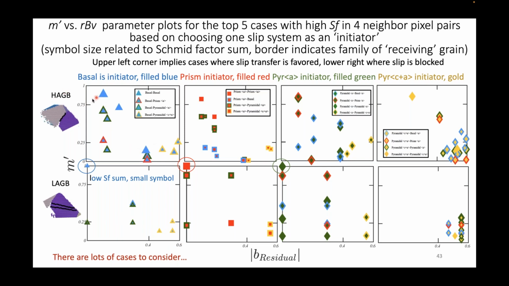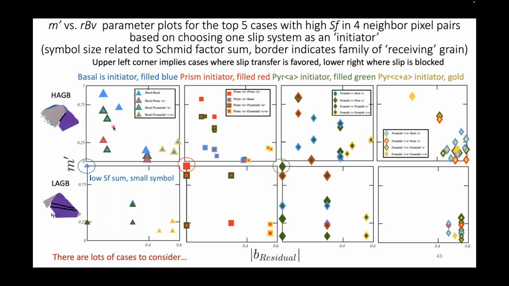In the high angle grain boundary, we see there's some degree of possibility or plausibility of slip transfer taking place on a basal slip system, but less so in a prism slip system, and possibly some mixed kinds of slip cases amongst four voxel pairs that are near each other. But these data points represent four pairs of voxels, and so really to dig into this, one would have to look at each of these cases individually and think about them, which is a lot of work.